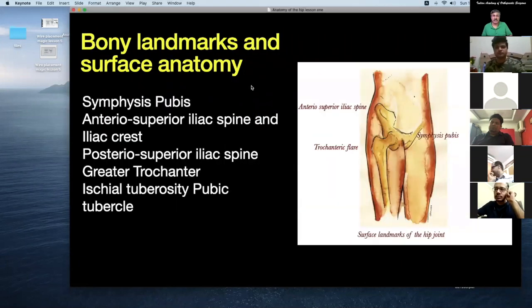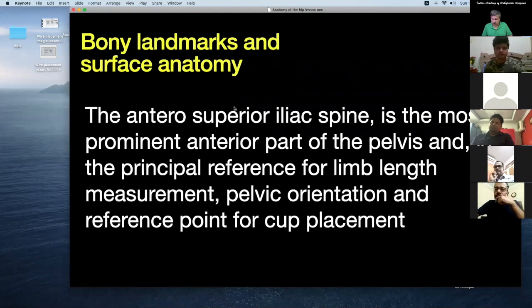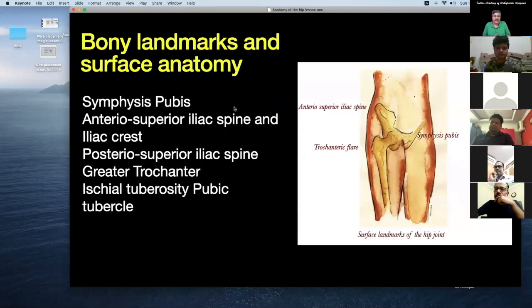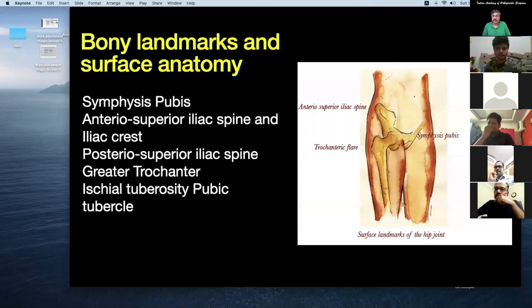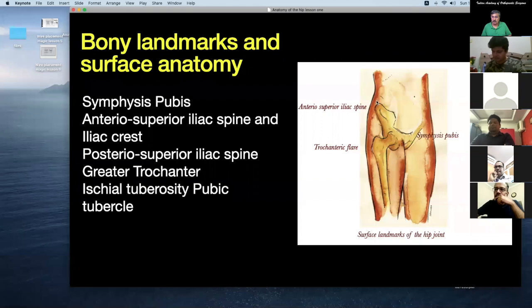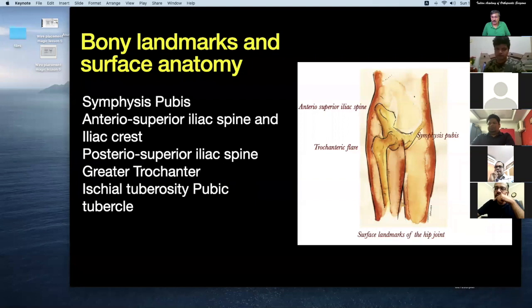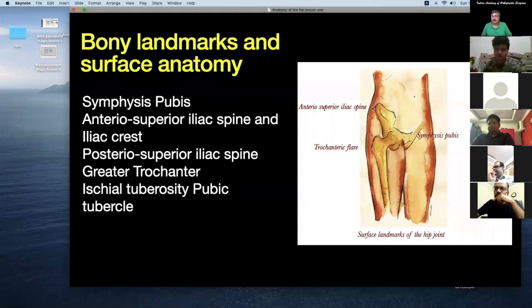So first are the bony landmarks and surface anatomy in a hip joint. So we have an anterior superior iliac spine, which everybody can identify, symphysis pubis, which everybody can identify, and the trochanteric flare. So whether the patient is in a supine position or in a lateral position, we should be able to identify these 2 points.